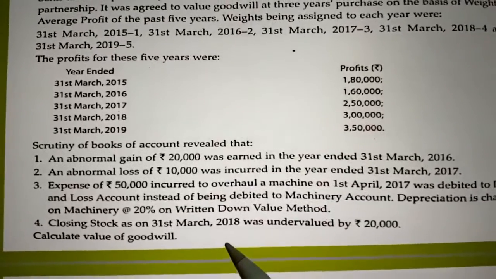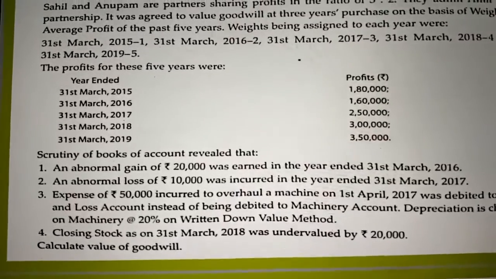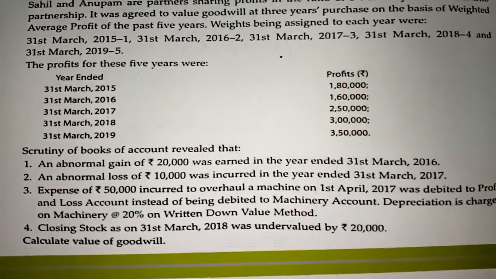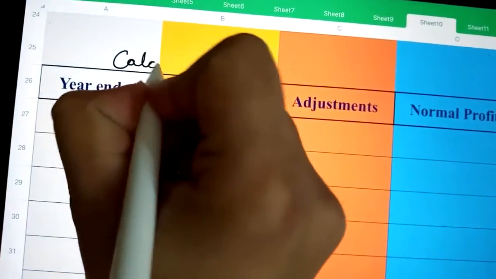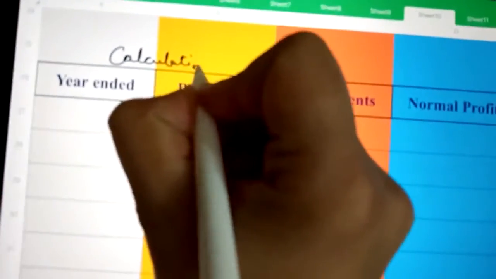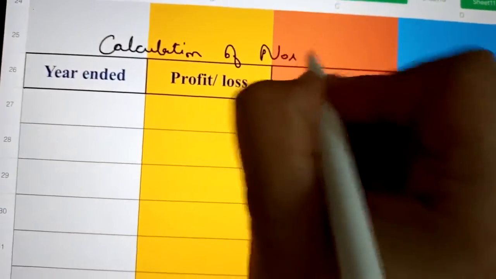So the first step in the calculation of goodwill is to calculate the normal profits, and here we will calculate the normal profits. Calculation of normal profits.